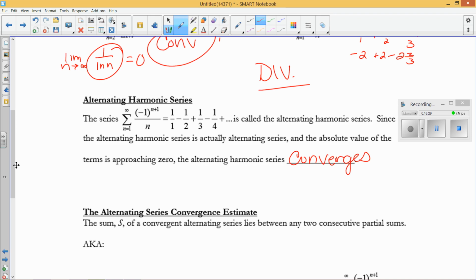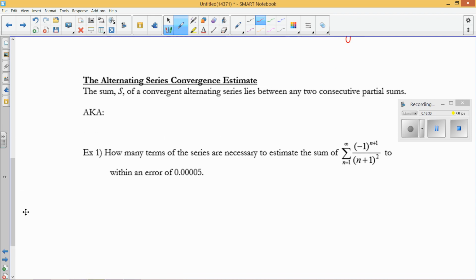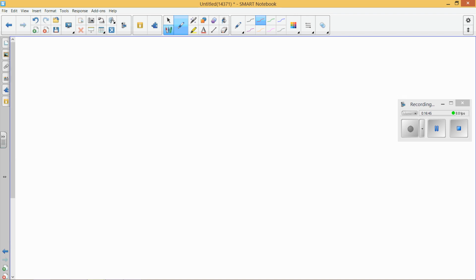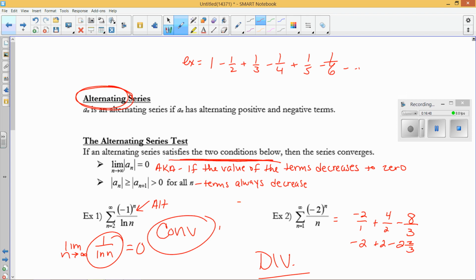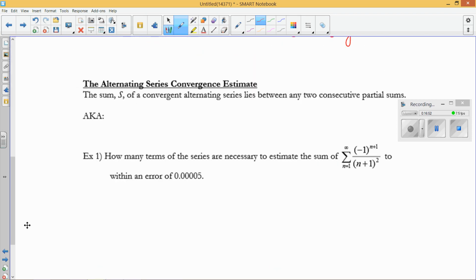All right. Last but not least, another easy thing for alternating series is if you want to estimate the sum of an alternating series, piece of cake. The sum of a convergent alternating series lies between any two consecutive partial sums. Usually, when they test that on the AP, they want you to know the following.